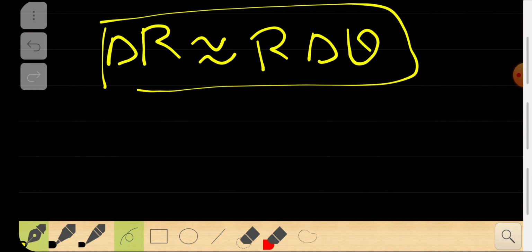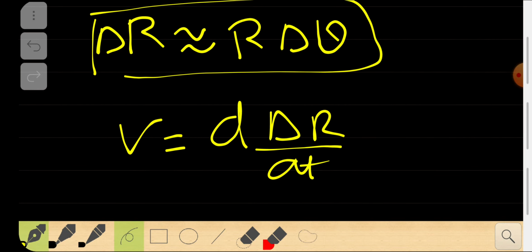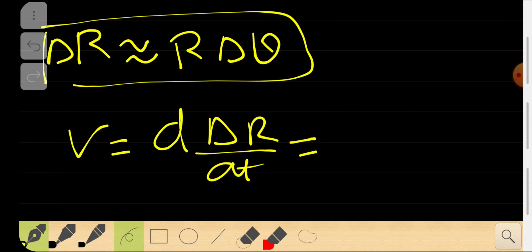Now what will be the velocity? So velocity is equal to d of delta r by dt, right? So that's velocity for you guys. Now what is going to be the velocity? So v is going to be equal to, I'm going to take out the r because it's a constant.